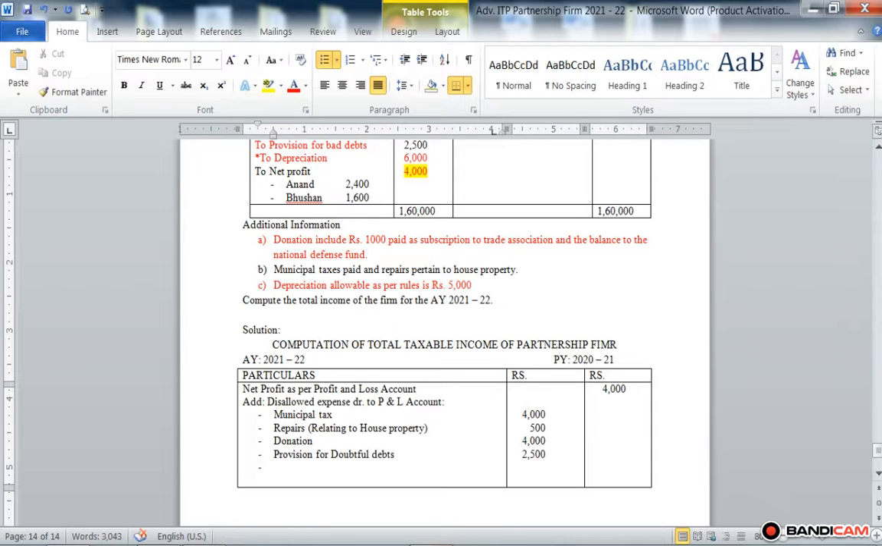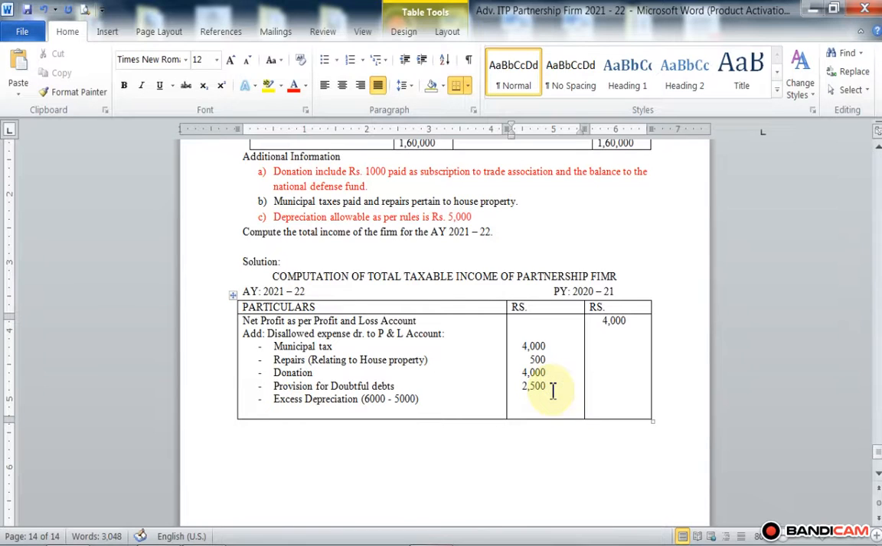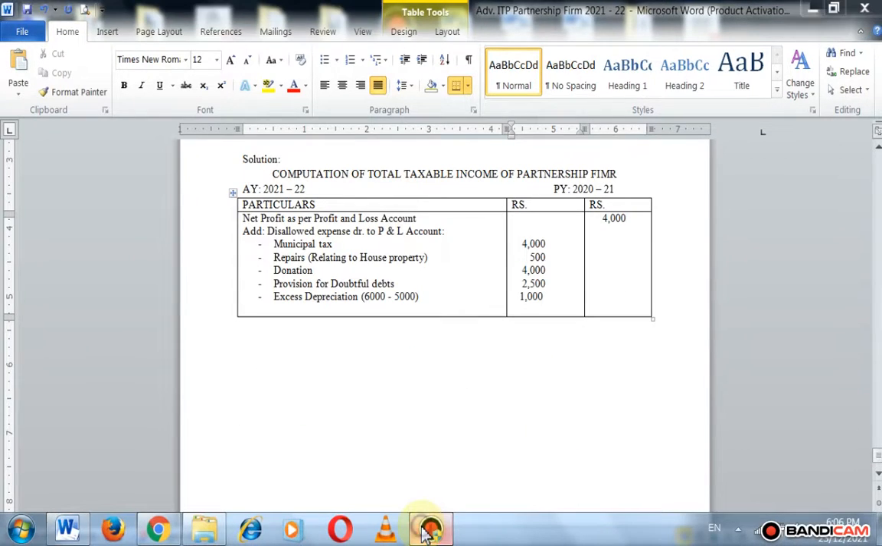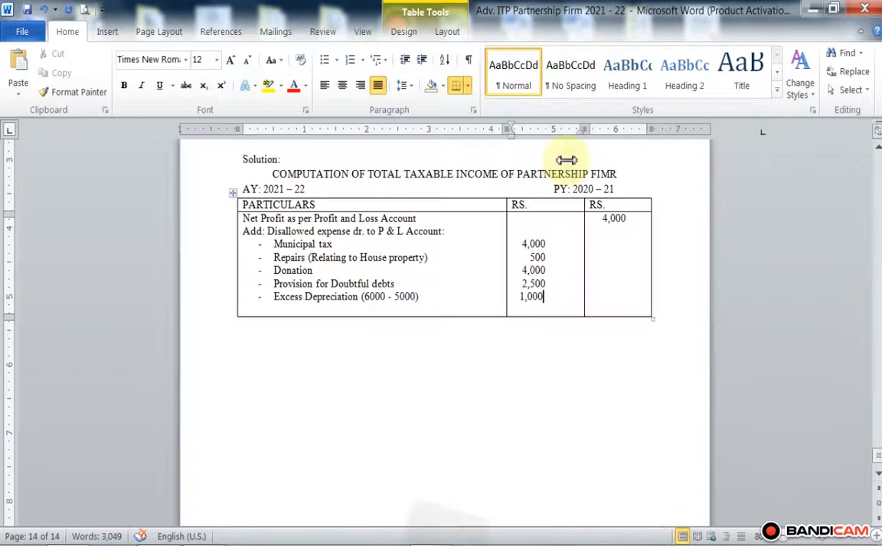Then next, that is depreciation. So excess depreciation, that is 6,000 minus 5,000. So the excess is amounting to rupees 1,000. So excess depreciation is amounting to rupees 1,000.